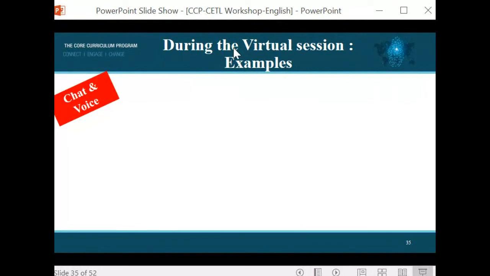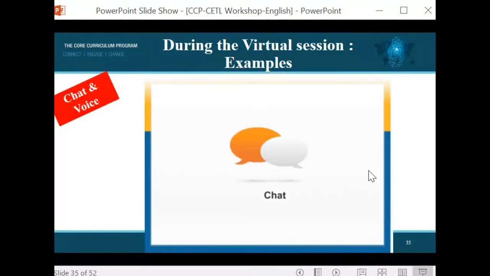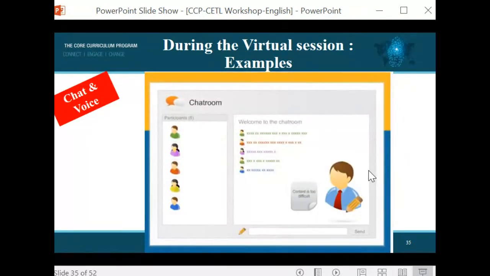Let's focus now on chat and voice. As you know, chat allows students and instructors to communicate with one another through text messaging. It ensures that everyone has his opinion heard. It is commonly used to ask open-ended short questions or as a brainstorming tool where participants share as many ideas as possible.